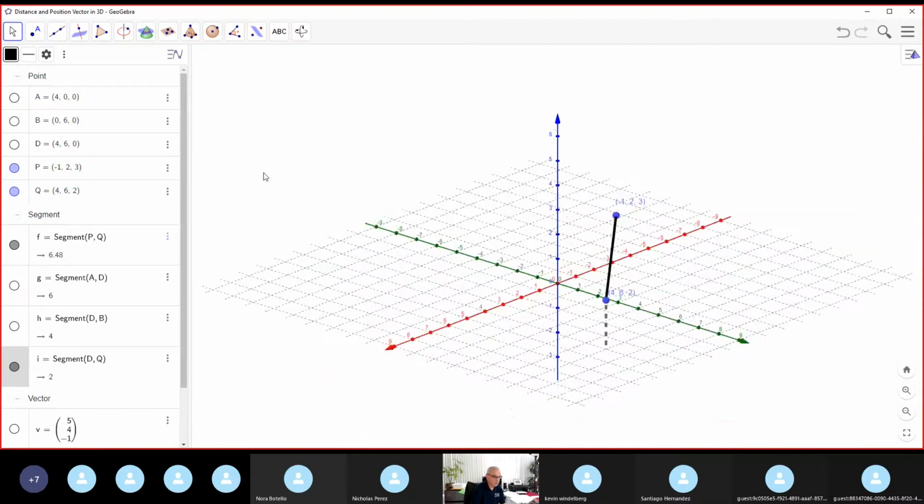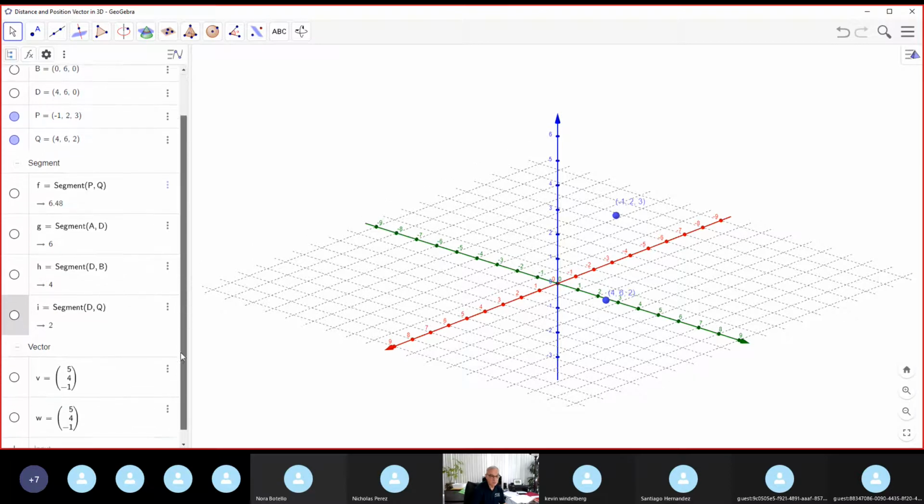And the length of this segment I found was 6.48 something, no? Look at that here, 6.40, segment PQ. GeoGebra computes automatically: you create a segment and it computes the length, the magnitude. No, not magnitude, the distance between P and Q. Okay, super. Let me delete that.